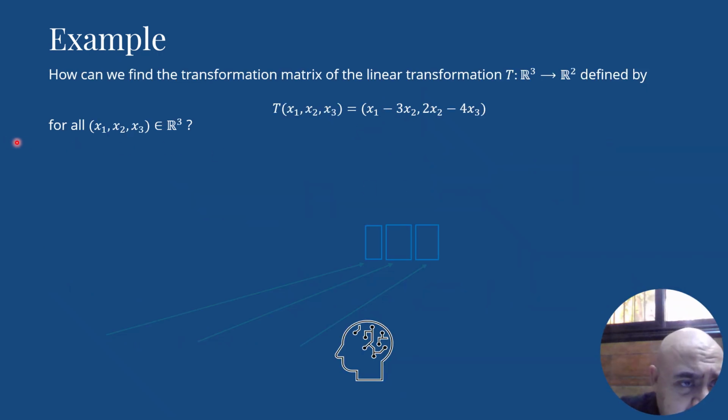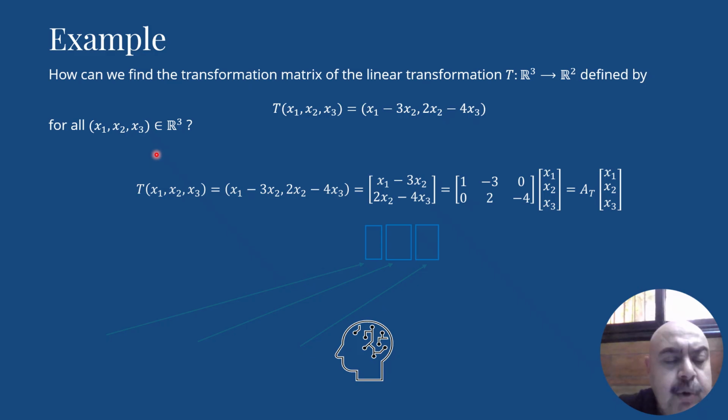In this example, he asks you, how can we find the transformation matrix of the linear transformation from R3 into R2? So this transform moves stuff from 3 dimensions into 2 dimensions in this manner. You will enter values x1, x2, x3, and it will be mapped into just two components, the first component and the second component. The first component is x1 minus 3x2 and the second is 2x2 minus 4x3, for all x1, x2, x3 belonging to R3. I will go step by step.